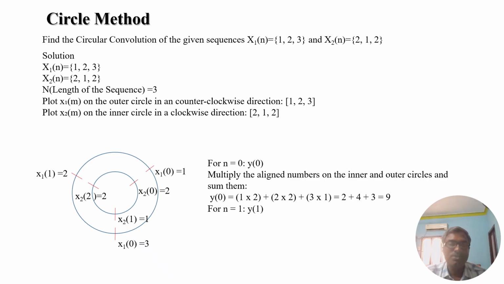For doing this problem using the circular convolution method, we need to plot two concentric circles. One is the inner circle and another one is the outer circle. In the outer circle, we need to plot the first sequence in the anti-clockwise direction, and in the inner circle we need to plot the second sequence in the clockwise direction, and we need to multiply the correspondingly positioned sample values, and we have to add all the sample values. Then we will obtain the value of y of 0 as 9.